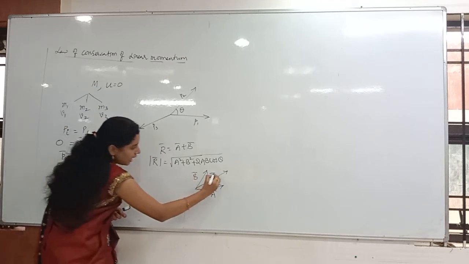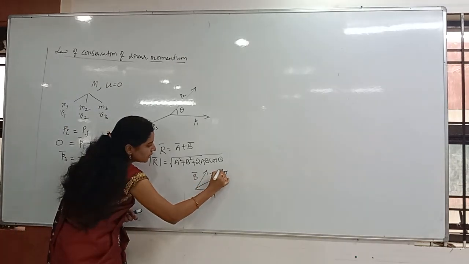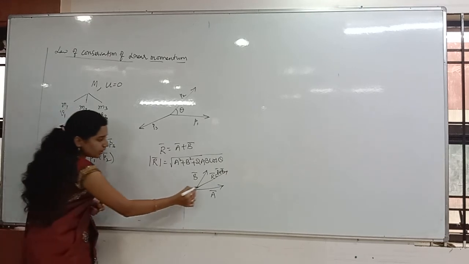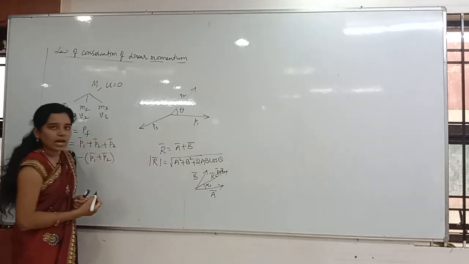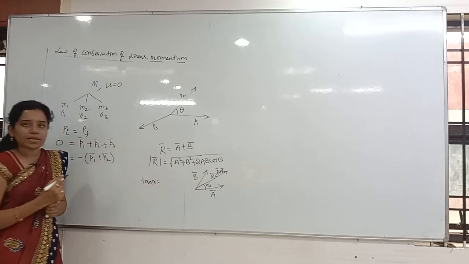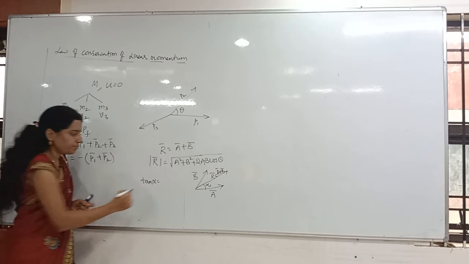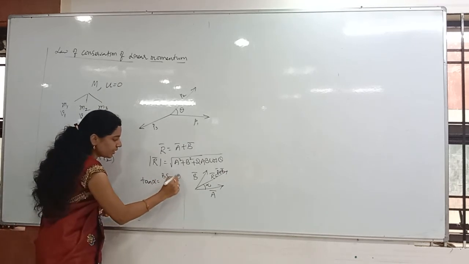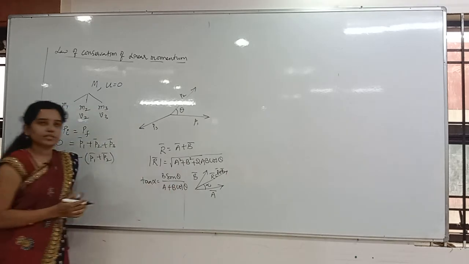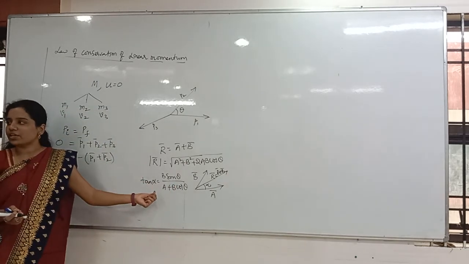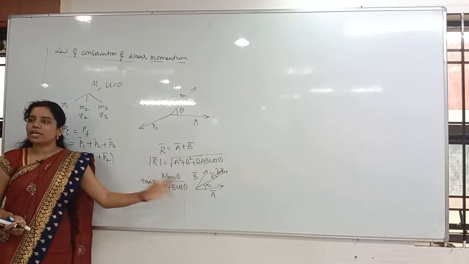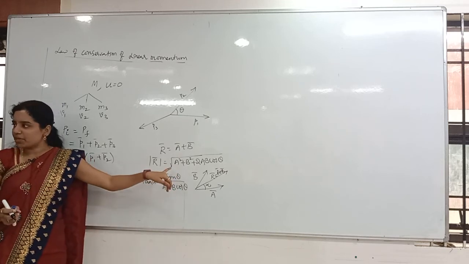Now can I say R bar is equal to A bar plus B bar here? Yes, of course, addition of that only, right? Then what is the resultant direction? Alpha, tan alpha is equal to what? Tan alpha is equal to B sin theta by A plus B cos theta. Do you remember this formula? Yes, the direction of the resultant vector is tan alpha equal to B sin theta by A plus B cos theta. Yes, you remember, right?